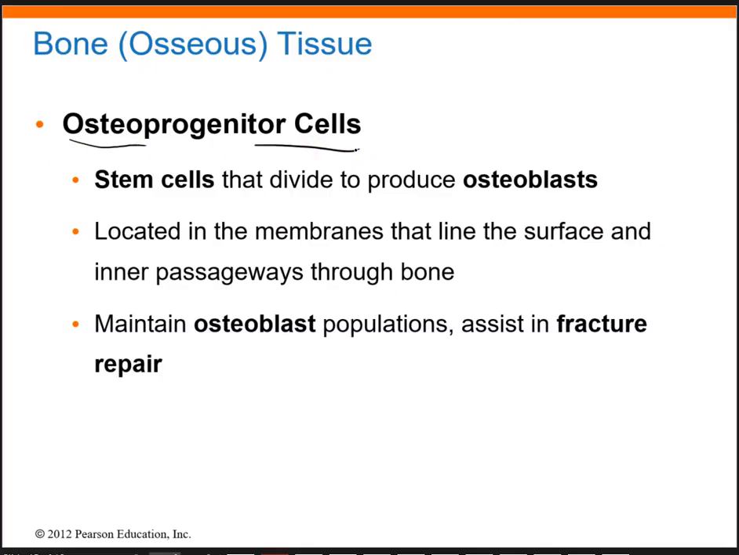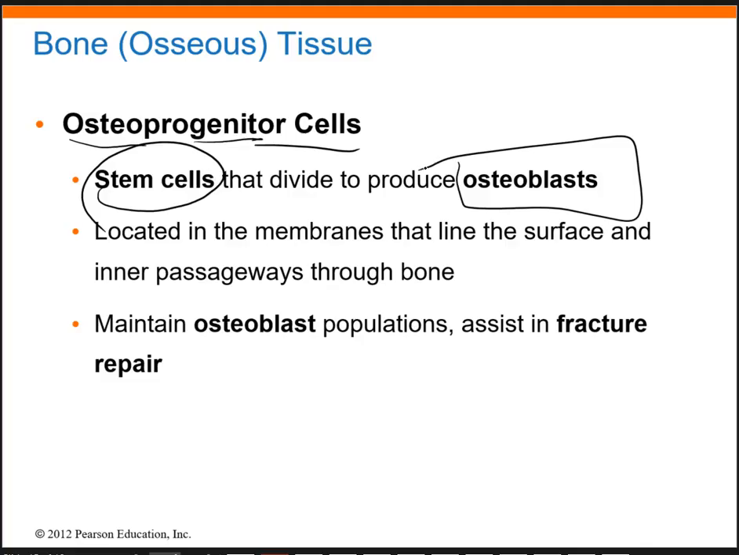Osteoprogenitor cells, we said, are stem cells. Think of it like progenitor, like generate. They're generating osteocytes, they're generating bone cells. Technically, when the osteoprogenitor cells divide, they produce osteoblasts first, and then eventually the blasts mature into osteocytes.